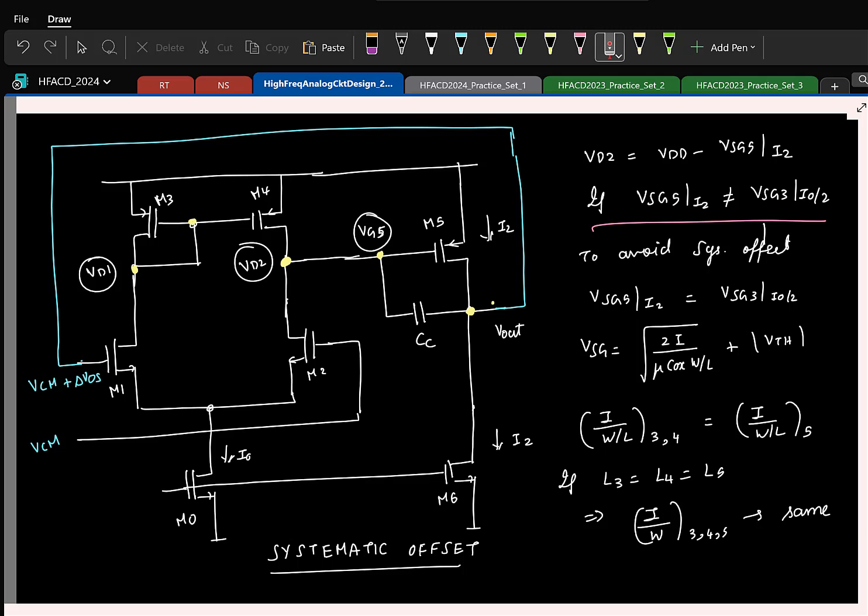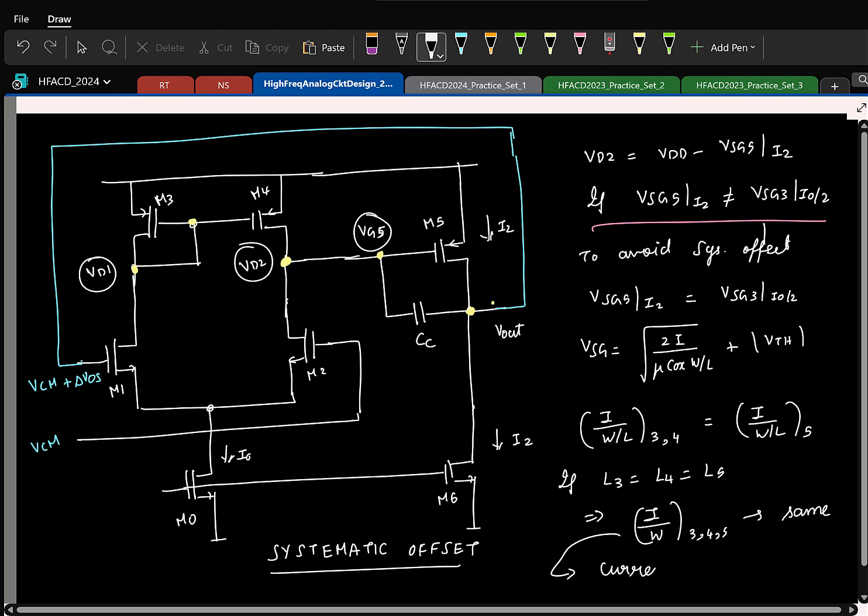As you will see, typically we don't play around a lot with the length. If you want to scale a transistor, you scale the width, because scaling the width simply means putting multiple things in parallel. That scales much better than scaling the length. We'll see it later. And this ratio is called the current density. That is, I by W is called the current density.